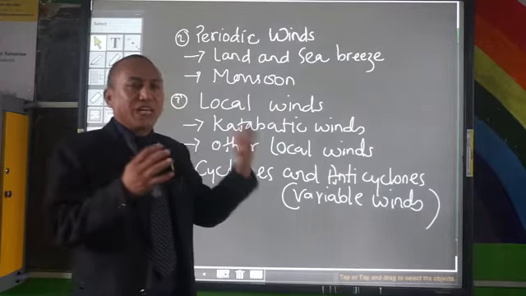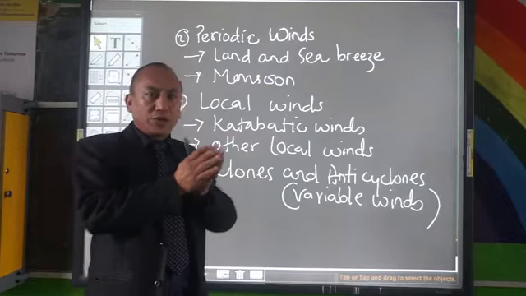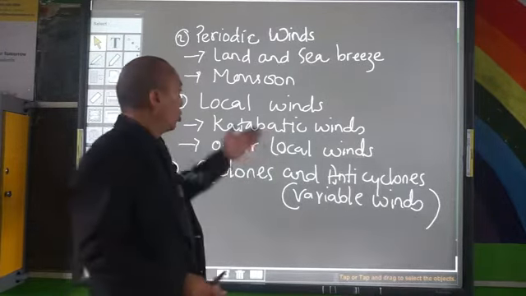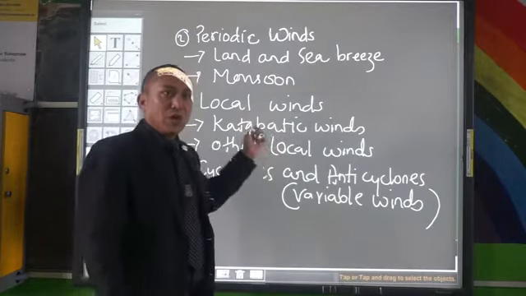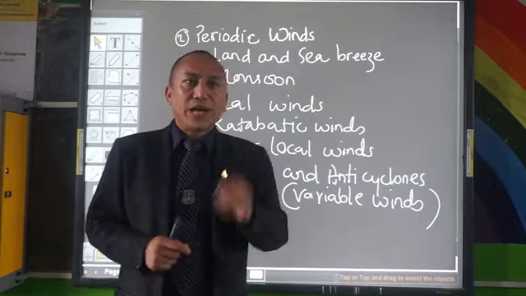Maybe the wind takes place because of the particular shape of that land, a relief feature of the land, or maybe because it's closer to the sea and so on. This is how local winds take place. The first one we have is the katabatic winds. You can look in your textbook and see katabatic winds.